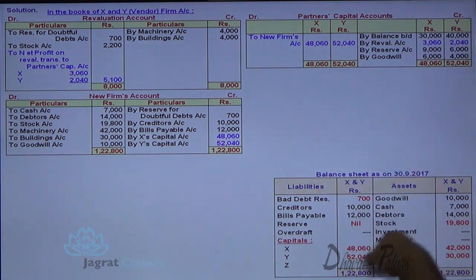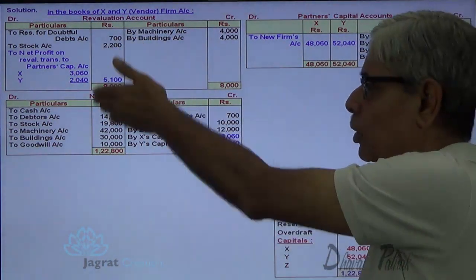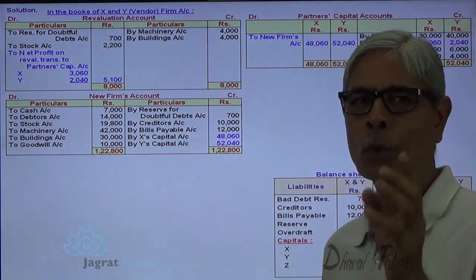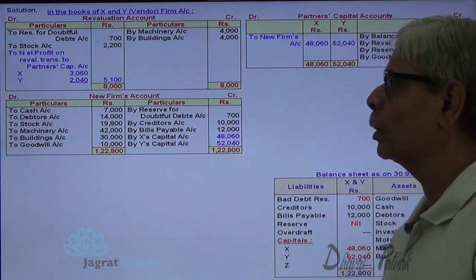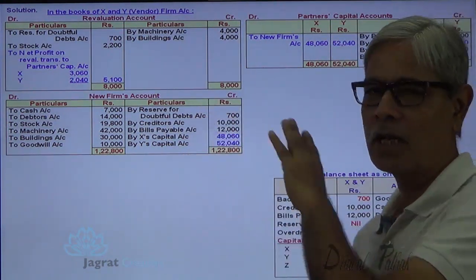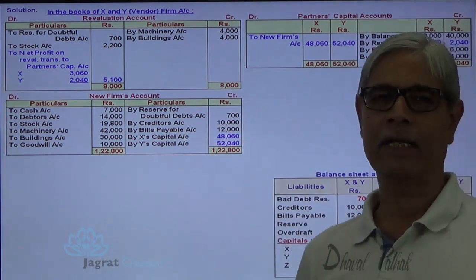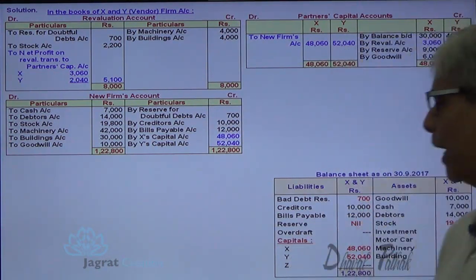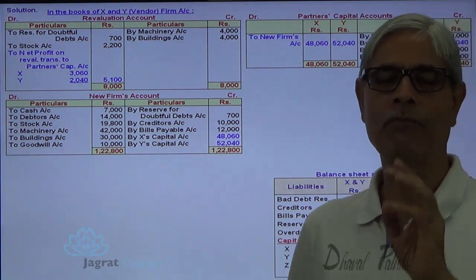This is the balance sheet that has been sold to the new firm. So all assets balances are transferred to the new firm. So new firm account is debited with the assets. New firm account is credited with the reserves, liabilities transferred and the capital transferred. This is how journal entries in the books of vendor firm are recorded. All necessary ledger accounts are prepared in the books of vendor firm, and also the balance sheet ready for transfer is prepared in the books of vendor firm.